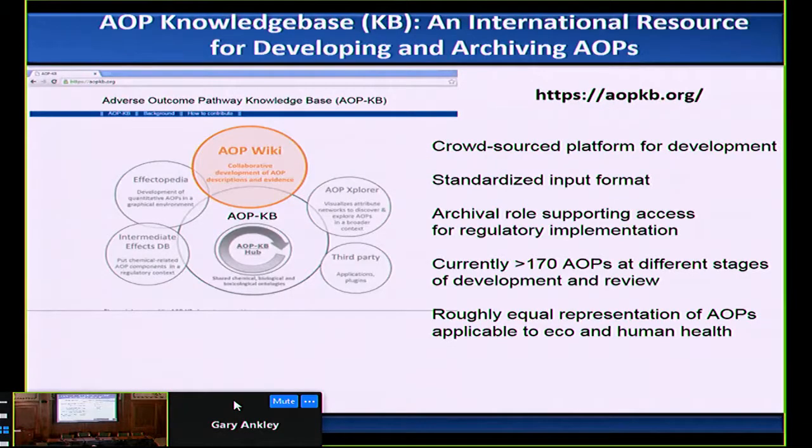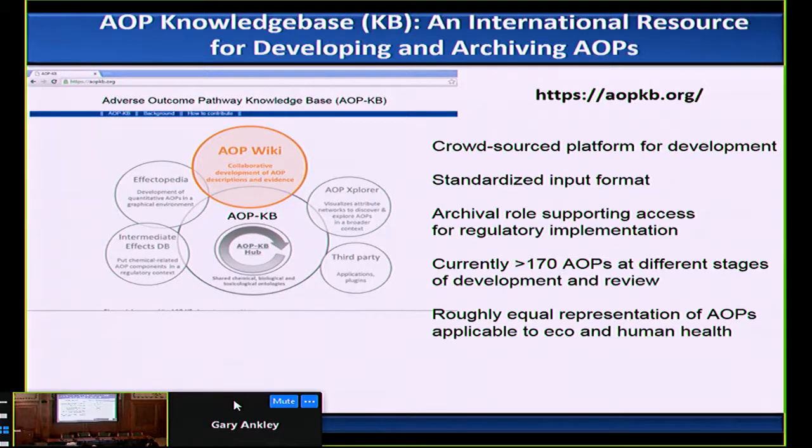Again, I briefly wanted to touch on the AOP knowledge base. This is a core that's populated by a number of modules, the most active of which is the AOP Wiki. This is a module that's been developed largely by scientists at the US EPA, as well as the Joint Research Center in the European Commission. And what it is, is an open source platform for developing AOPs.